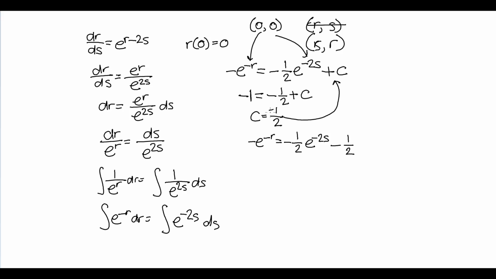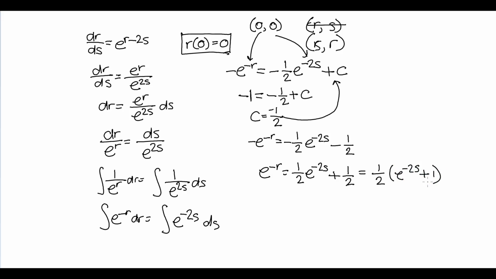So we want to solve for r as a function of s, since we're given that r is a function of s in our definition. So what would you do? Well, we would multiply by negative 1, so we have e to the negative r equals 1/2 e to the negative 2s plus 1/2. So it's basically 1/2, and we can factor out 1/2 times (e to the negative 2s plus 1).